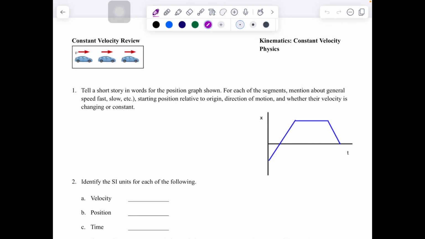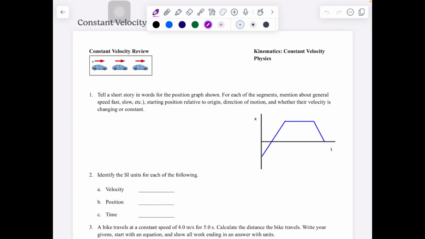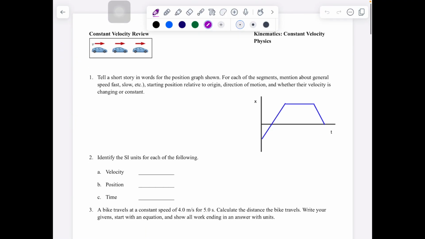Alright, today we're going to look through our constant velocity review. So starting off with number 1, tell a short story in words for the position graph shown. For each of the segments, mention general speed, like fast or slow, starting position relative to the origin, direction of motion, and whether their velocity is changing or constant. Alright, so we're just going to go one by one.